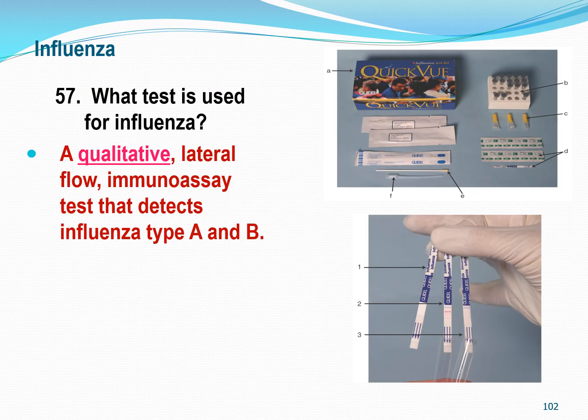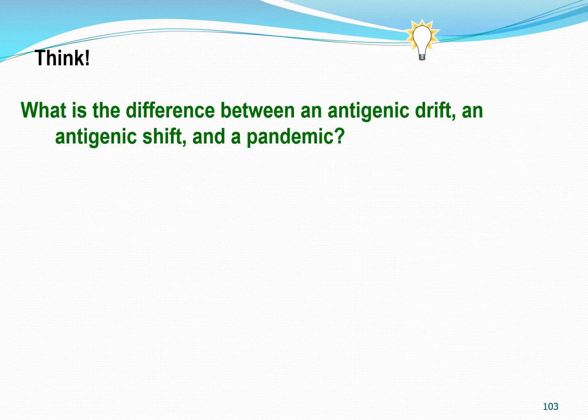So what test is used for influenza? The qualitative lateral flow immunoassay test that detects influenza type A and B. And you see some examples of these test kits on the right-hand side. There are some really great pictures and details in your textbook.